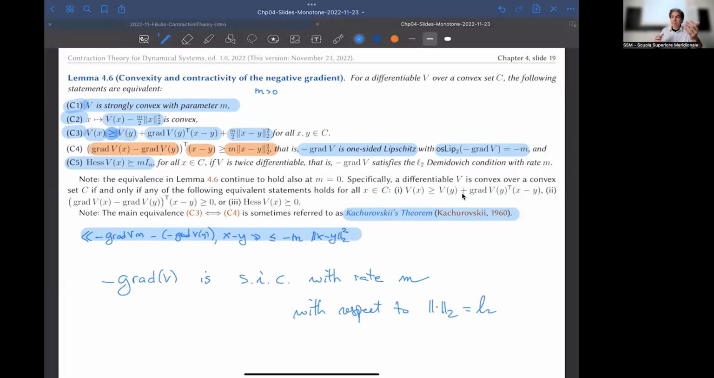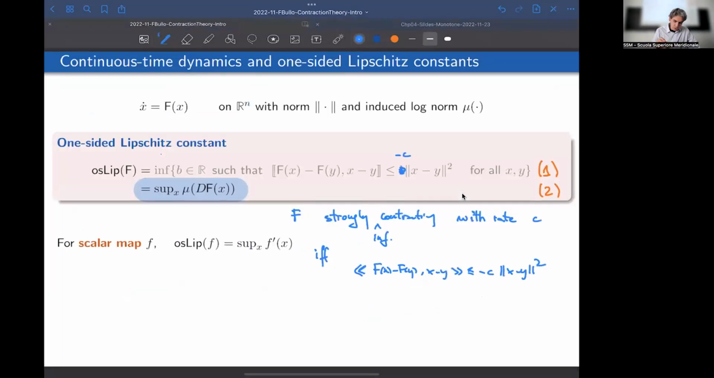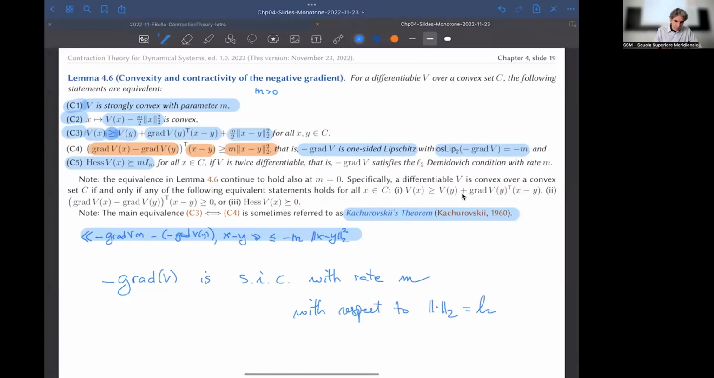So strong convexity of a function and strong contractivity of minus the gradient are the same property. Or here's another way to put it. If you give me a vector field, if it happens to be the gradient of a function, then contractivity and convexity are the same statement. Of course, a vector field can be contracting and does not need to be the gradient of a function, right? So if it's a gradient, then contractivity is the same as convexity. If it's not a gradient, okay, then you just use the contractivity properties. All right.